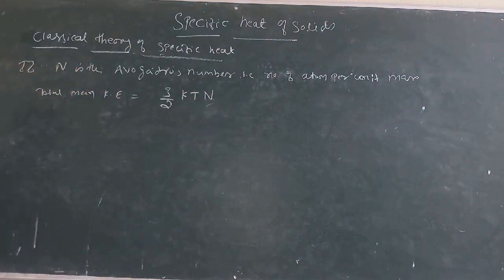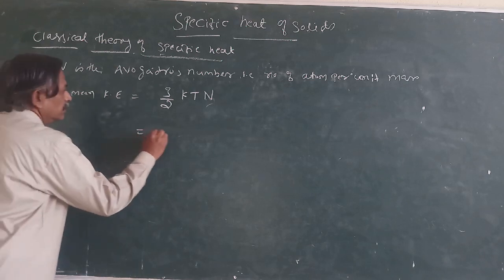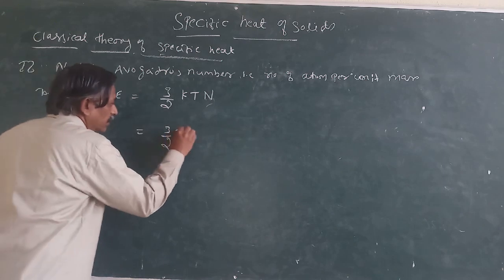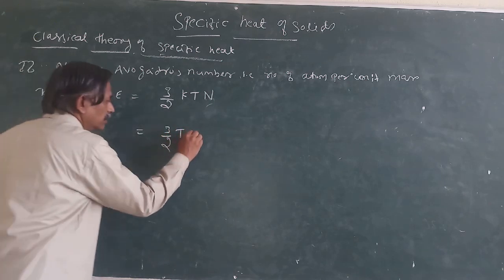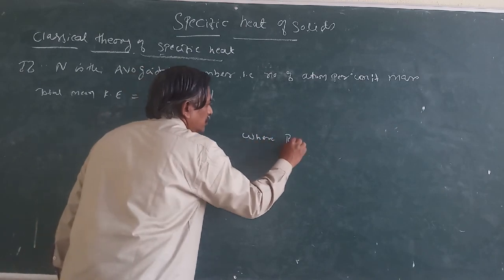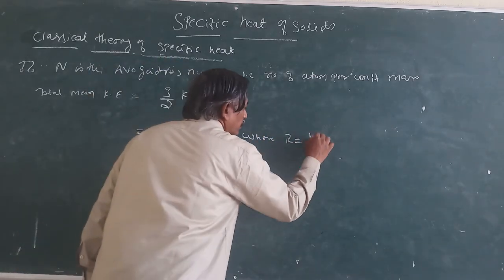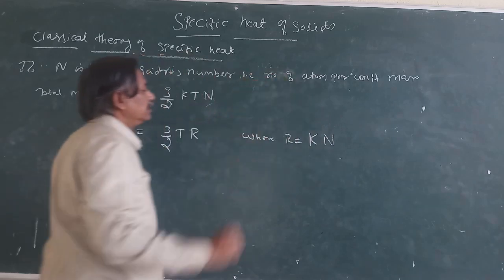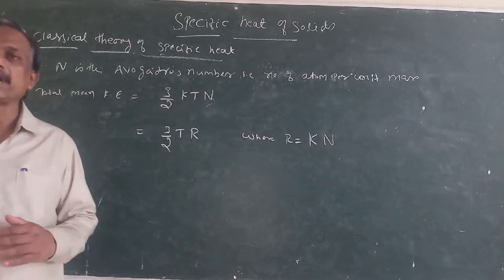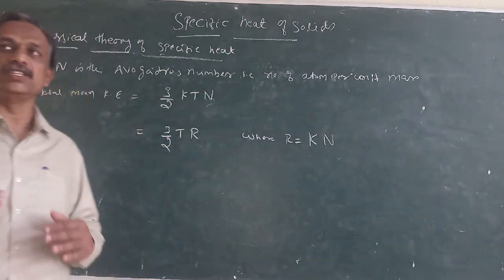Okay, this gives you the total mean kinetic energy. Now this can be written as 3/2 RT, where R is equal to K multiplied by N. So this gives you the kinetic energy. But for the total energy we need kinetic energy plus potential energy.